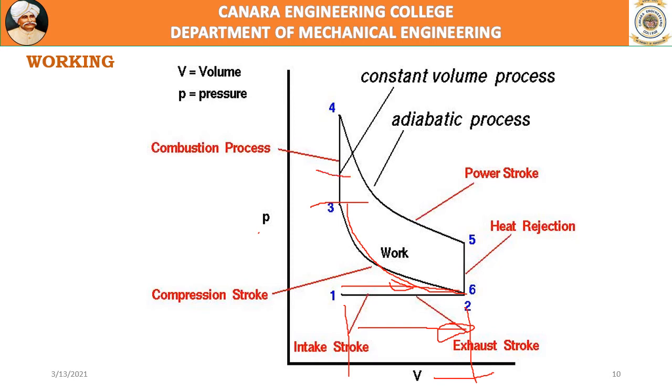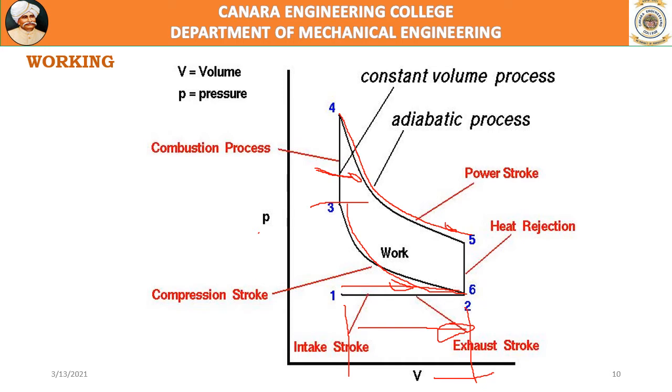Then ignition takes place, combustion takes place, and at constant volume, heat is added. That is 3 to 4, you see, observe, the volume is constant, V3 equal to V4. Combustion takes place, fuel burns, and heat is added to the cycle. Then 4 to 5 is expansion. That is nothing but the power stroke. The volume increases from V4 to V5. This is the power stroke, which develops the power.